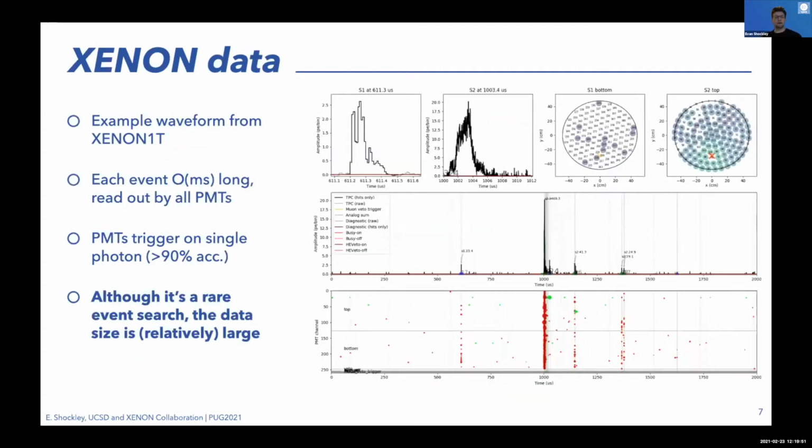So that's the schematic. What this data looks like in real life is shown here. This is just an example waveform from XENON1T that I had laying around. On the x-axis is just time, so the total event window is about 2 milliseconds. In that event window, we're looking for any PMT to trigger even on a single photon level. The trigger is set to have a single PMT triggering on a single photon at least 90% of the time.